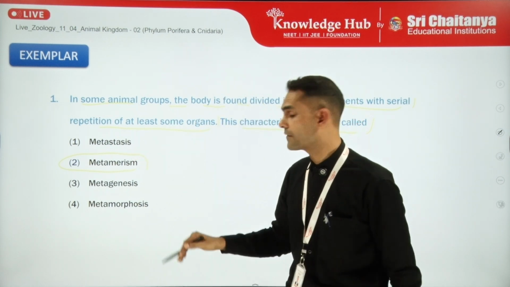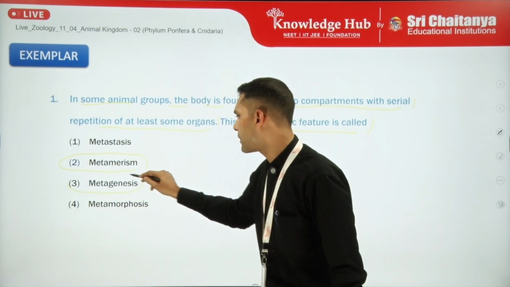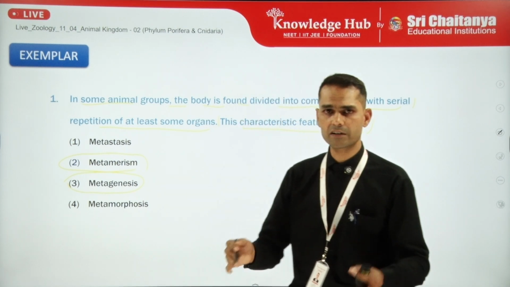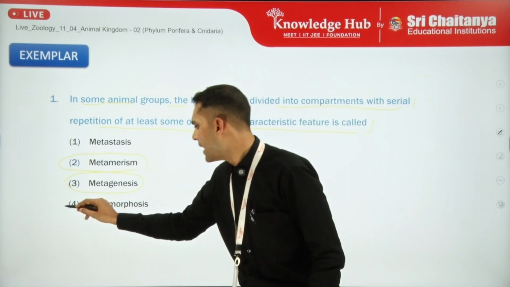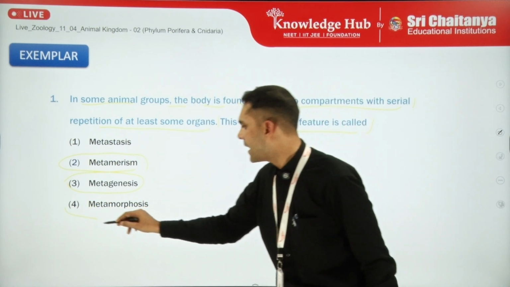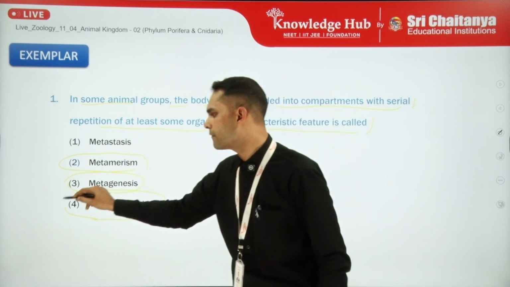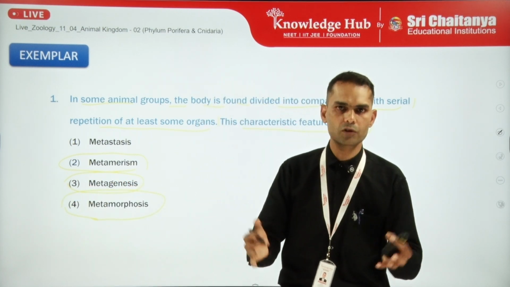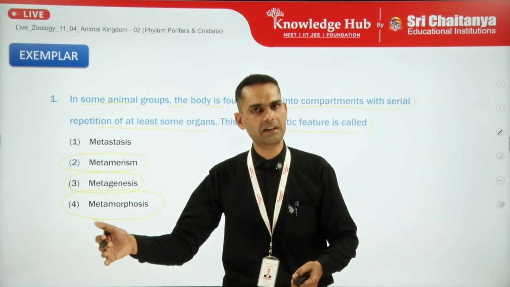Metastasis is the property of cancer. Metagenesis is the property of phylum Cnidaria, alternation of generation. We will study it in the next phylum and next session. And metamorphosis is the development of larva into the adult form. So we will also study about this in the upcoming session.